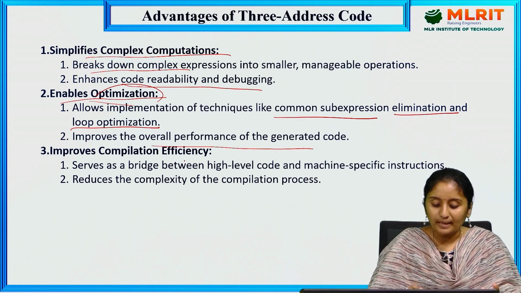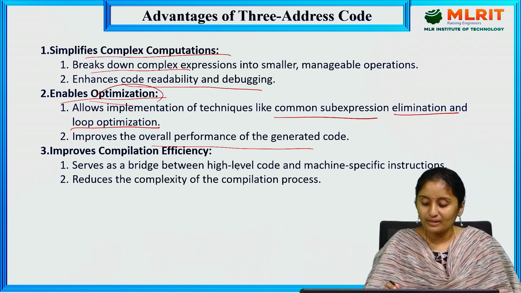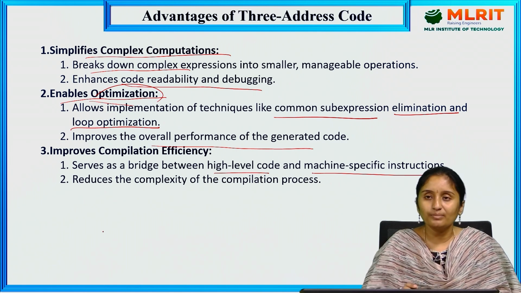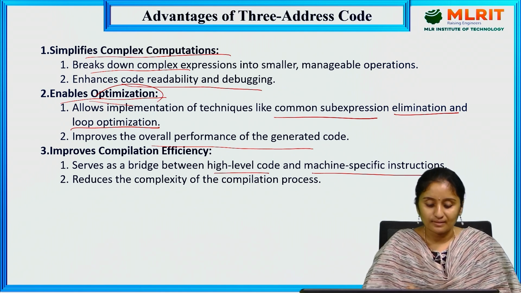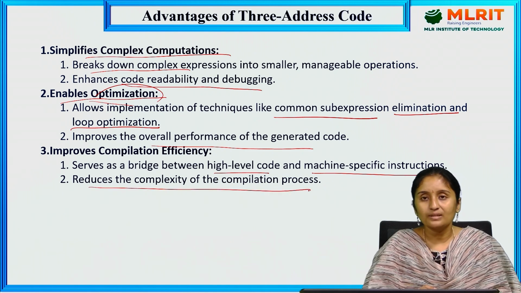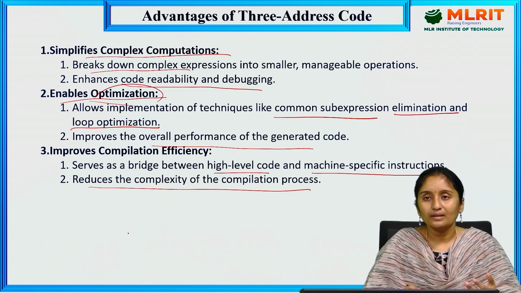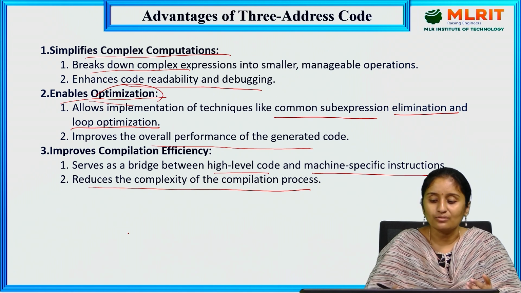It improves compilation efficiency. The 3 address code acts as a bridge between the high level code and the machine specific instructions. It generates the intermediate code. The intermediate code is nothing but the 3 address code, which consists of temporary variables and should have at most 3 addresses. It reduces the complexity of the compilation process, by translating the given expression into 3 address code.